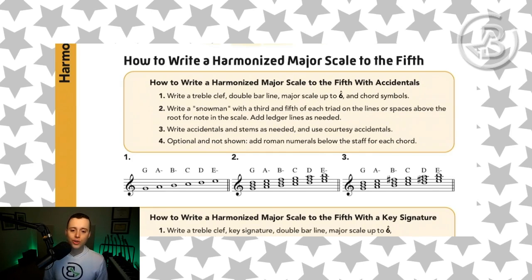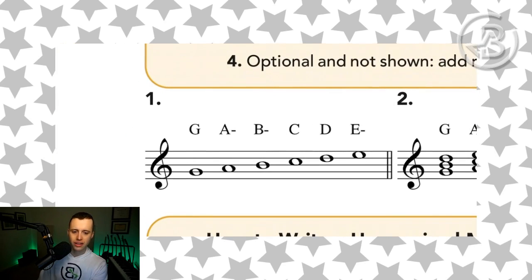In this lesson, you are going to learn how to write a harmonized major scale to the 5th. So the first thing you're going to do is set yourself up with either an entire line of staff or half a line of blank staff. You're going to write a treble clef, a double bar line, and then a major scale up to scale degree 6 with chord symbols, and that'll look like this if it's a G major scale.